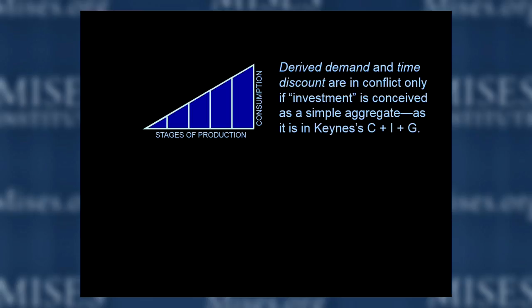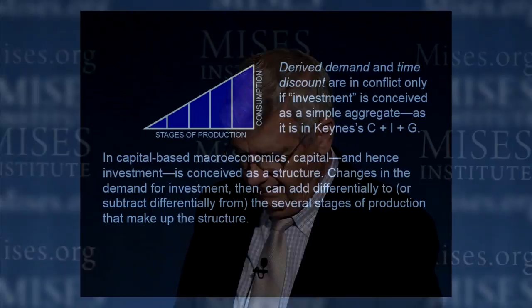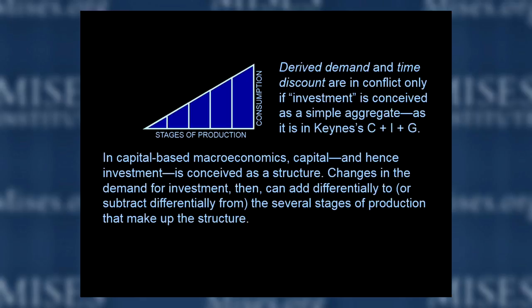Derived demand and time discount are in conflict only if investment is conceived as a simple aggregate, as it is in Keynes' C plus I plus G. So investment, no matter whether it's late stage or early stage, is considered just investment, okay? In capital-based macro, capital and hence investment is conceived as a structure. So changes in the demand for investment can add differentially to or subtract differentially from the several stages of production that make up the structure.